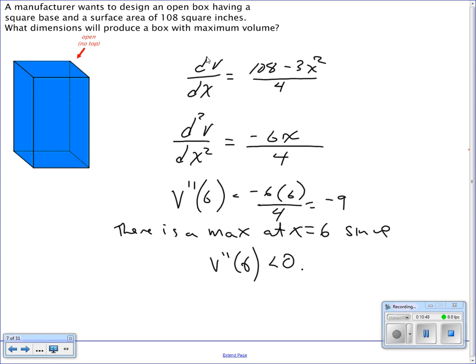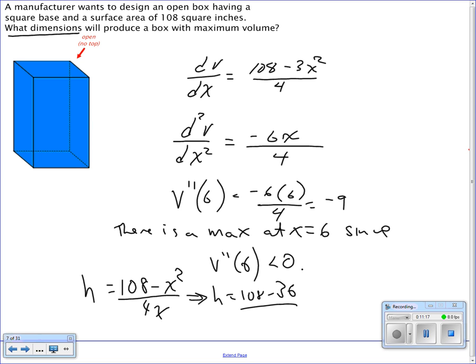Either one gives us the fact that we have a maximum at 6. Now, the original question was what dimensions will produce a maximum volume box. So I not only need to know that x is 6, the width of the base, but I also need to know the height. Recall that the height was equal to 108 minus x squared over 4x. So I need to plug in x equals 6. So the height would be 108 minus x squared, which is 36, over 4 times 6, which is 24. 108 minus 36 is 72, divided by 24 would be 3.